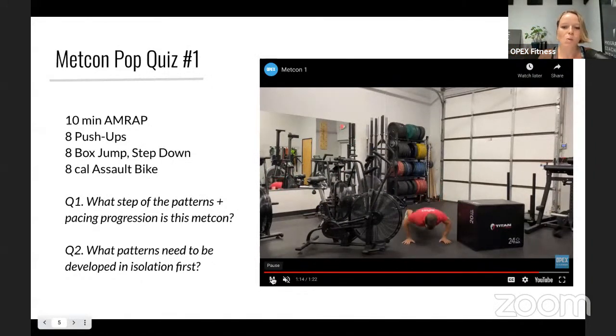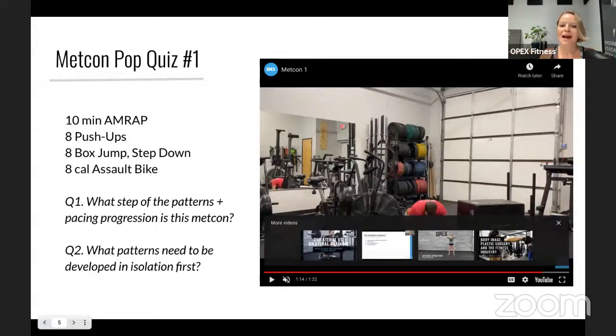So guys, question number one, what step of the patterns and pacing progression is this Metcon? So you just saw those four steps laid out. What step is this? I'm liking what I see, guys. So third step, cyclical and gymnastics, based on that exercise selection. We have our push-ups and our box jump step down, which are gymnastics activities. And then we have the assault bike, which is a cyclical activity there. So guys, good work. Everyone got it right. I didn't see any wrong answers. Did you, Carl?